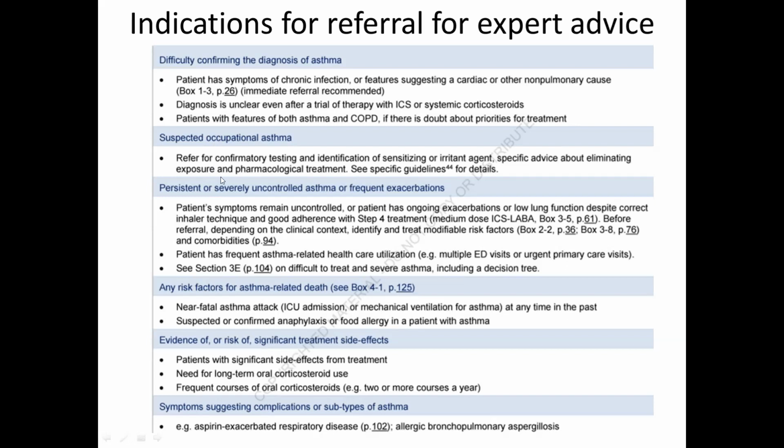agent. Or if the patient is having persistent or severely uncontrolled asthma or frequent exacerbations, you need to refer the patient to a higher center if there are any risk factors for asthma related death, like a near fatal asthma attack, that is, a history of ICU admission or mechanical ventilation for asthma at any time in the past, or if there is a history of anaphylaxis or food allergy in a patient with asthma.